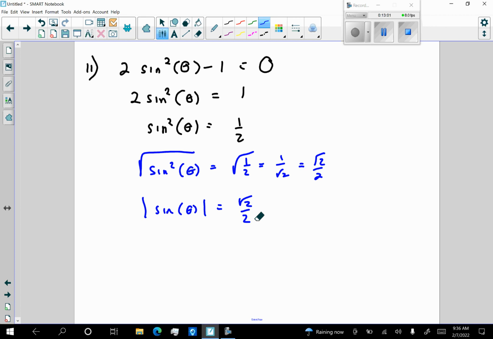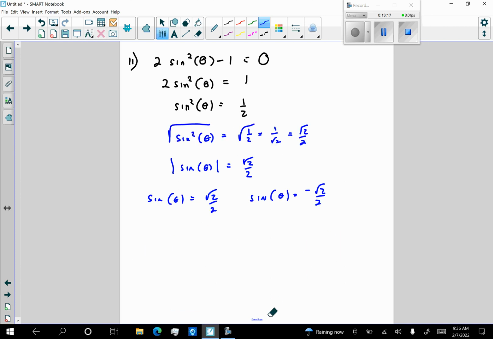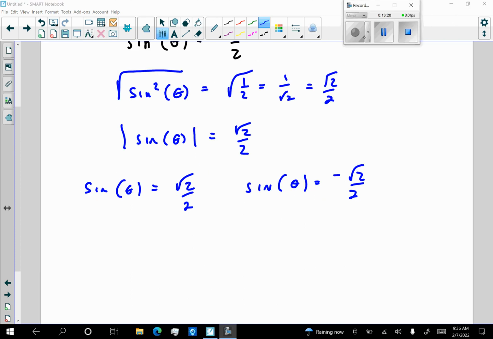Therefore, that equation tells me that the sine of theta is going to be positive square root of 2 over 2, or the sine of theta is going to be negative square root of 2 over 2. And now what do I do? What's the step now?